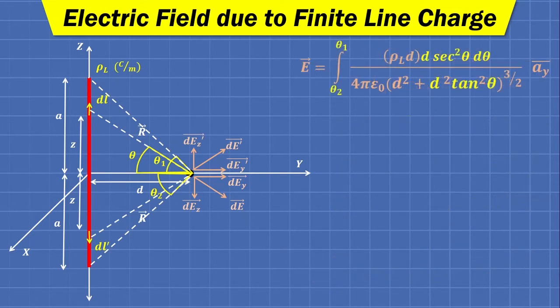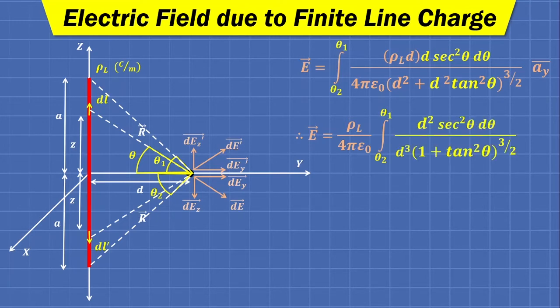Moving further, we will have all the constants out from the integration. So we can have rho L upon 4 pi epsilon 0 integration from theta 2 to theta 1 d square sec square theta d theta whole divided by d cube 1 plus tan square theta. Now this 1 plus tan square theta is nothing but sec square theta, that is a very popular trigonometric identity.